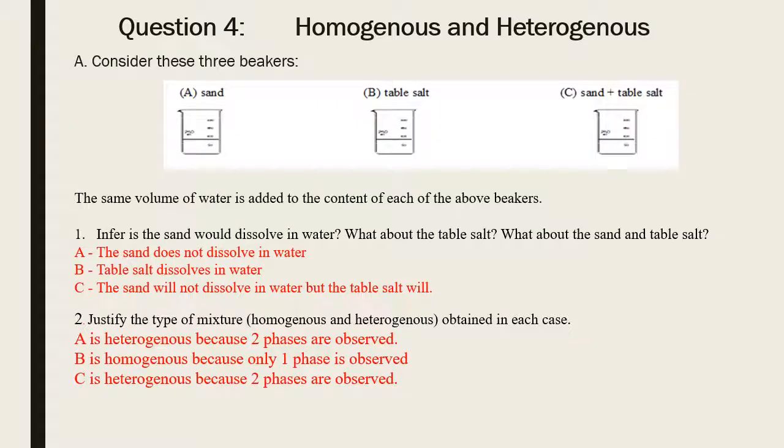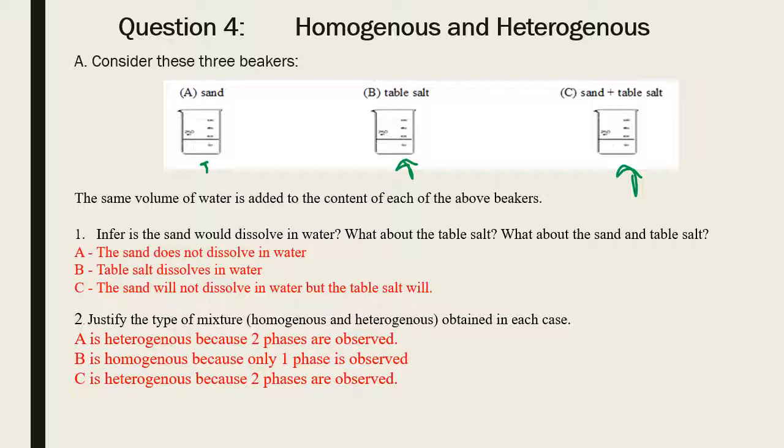Our last lesson was about homogeneous and heterogeneous. So look at these three beakers. We've got sand, table salt, and sand and table salt. The same volume of water was added to the content of each of the above beakers. So here we added water, here we added water, and here we added water. And it's the same level of water in each.